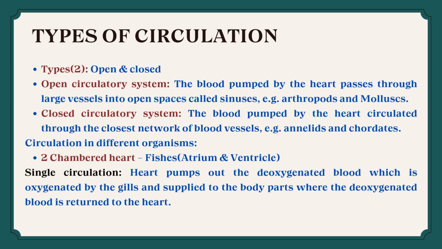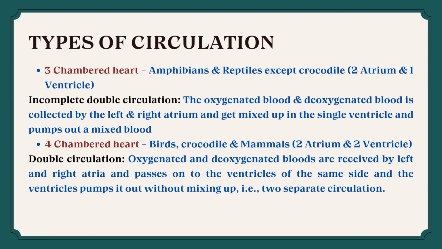Then, the three-chambered heart with two atria and one ventricle. Examples are amphibians and reptiles. The three-chambered heart is an incomplete double circulation, where the oxygenated blood and deoxygenated blood are collected by the left atrium and right atrium and get mixed up in the single ventricle, which pumps out mixed blood. That's why it is known as incomplete double circulation.